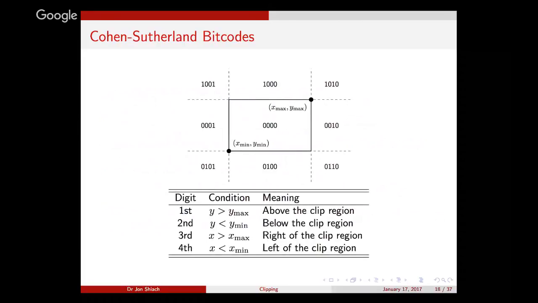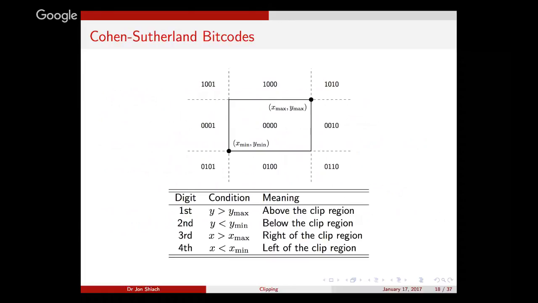Okay, and the method is, the first digit is a 1 if our point is above the clip region. So look at all the ones on the top. For each of these numbers, the first digit is a 1. All of these down here, the first digit is 0, because a point being anywhere around here is not above the clip region.